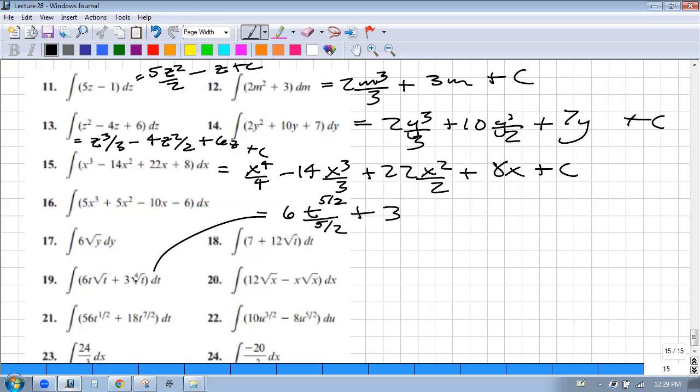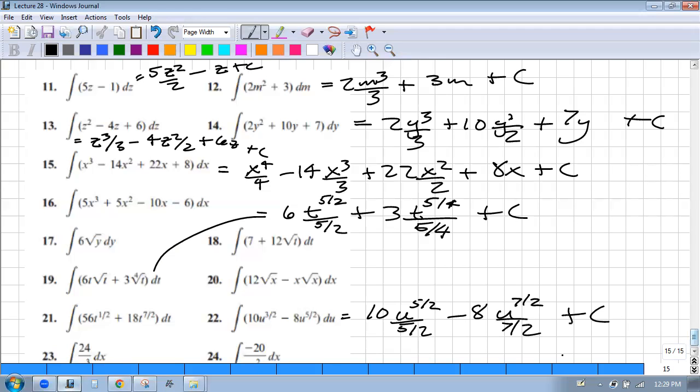And then we have a 3. This is t to the 1/4 here. So we would have t to the 5/4. And then plus a constant by the power rule. So like this guy here, we would have 10 u, add 1 to the exponent, divide by the exponent. U to the 5/2, add 1, I get 7/2, and then divide by the exponent plus a constant.